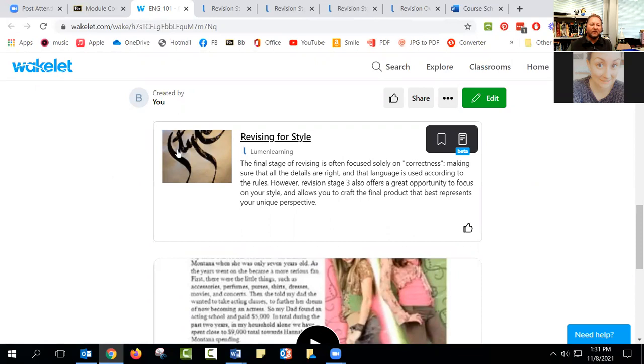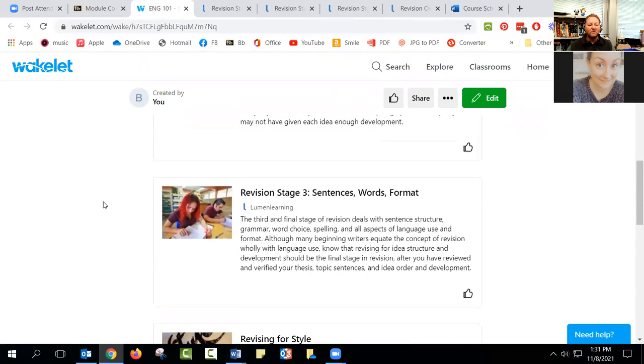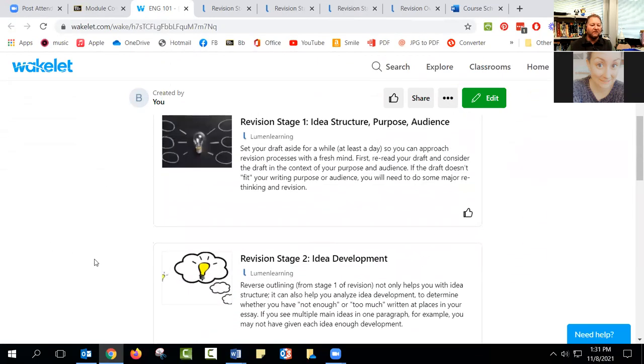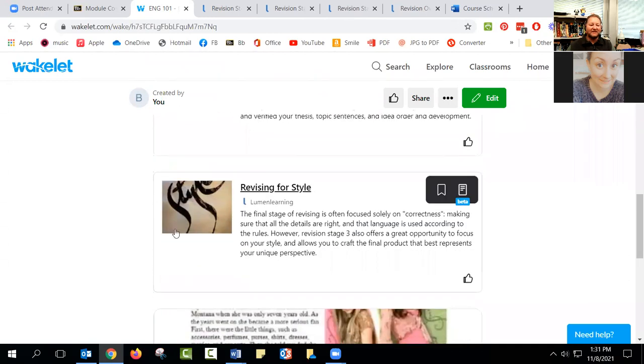So this is probably the hardest part of revision. But if you do these 3 stages and you do them well, it's going to be a lot easier to then revise the style of your writing. And again, with this, the more you practice, the better you get at it, right?